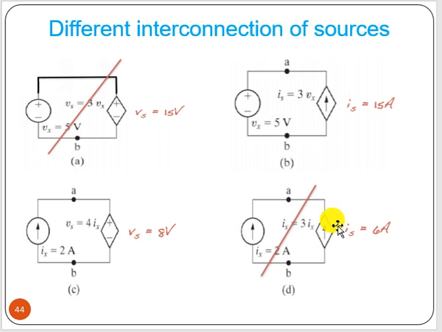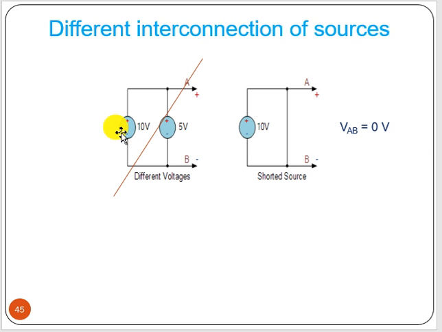But now we get two current sources connected in series. One is 2 ampere, another one is 3 Ix. Ix is 2, so 6 ampere. So 2 ampere and 6 ampere cannot be connected in series. They must be the same, so this is a wrong connection. Again, 10 volt and 5 volt cannot be connected in parallel. That is a wrong connection.